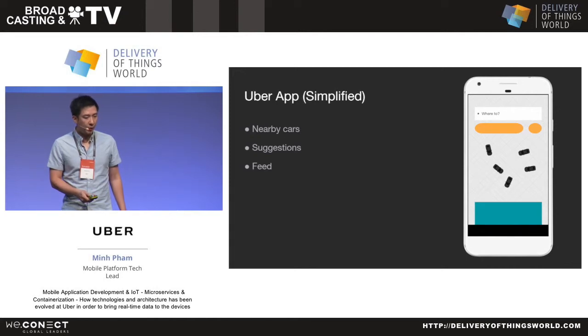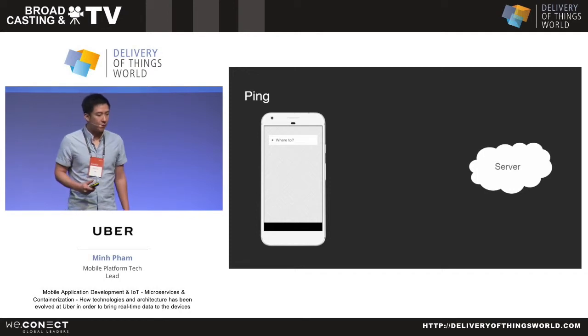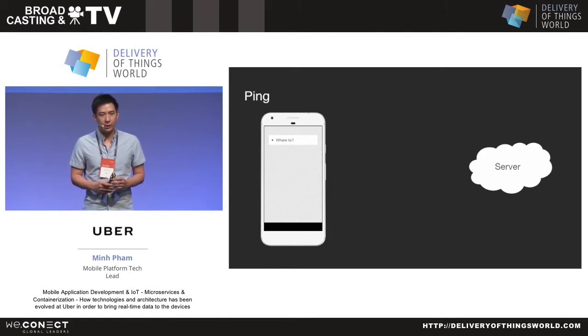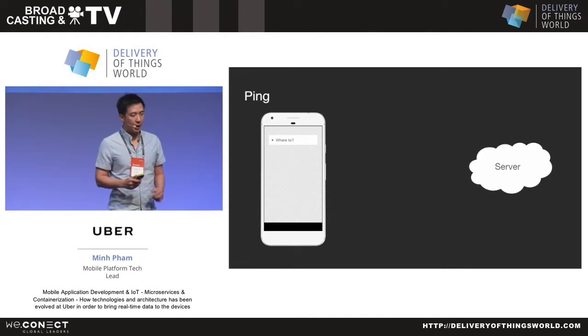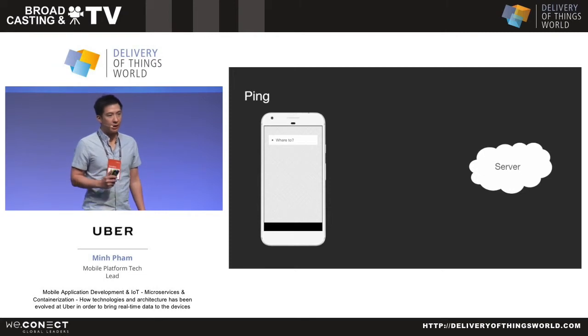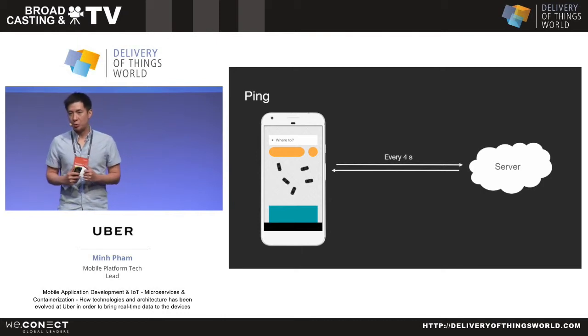With that in mind, now we're ready to dive into some schemes. The very first scheme, or architecture, that we had at Uber, we call Ping, which served the very initial Uber application. Ping is a very simple scheme. How it works is that every 4 seconds, the client sends a request containing its context or location to the server. And the server sends back everything about the state of the world.